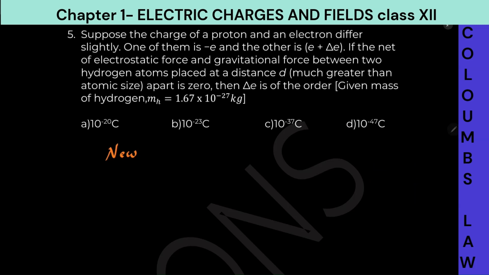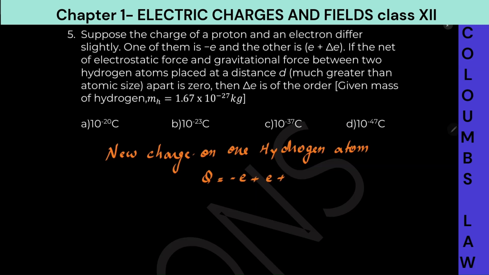Coming back to this, now the problem is saying that we have a differing charge. So in that case, we have to calculate the new charge of this hydrogen atom. The new charge on one hydrogen atom, Q, will be equal to minus e, that is the charge on the electron, plus the protonic charge which is differing by delta e. Previously this delta e was not there, so it was neutral, but because of this delta e, the new charge will be delta e. This is the overall charge of a new hydrogen atom.